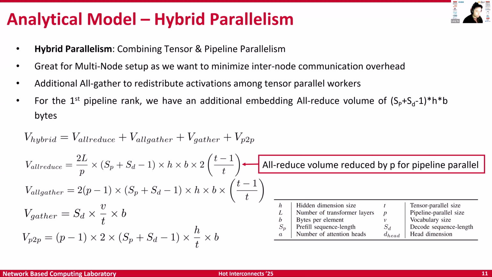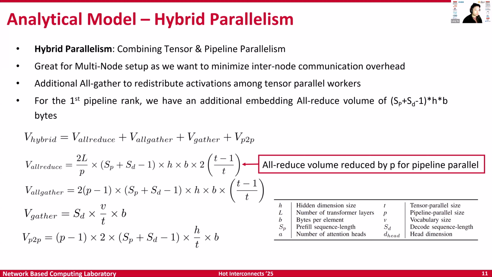If you have 2 GPUs doing tensor parallelism in the first pipeline stage, when it is sending the activations, the tensors, to the next pipeline stage, we need to rematerialize the tensors when it hits the next pipeline group before it does the splitting for the next tensor group. So there will be an additional all-gather. The third part is the gather volume. The fourth part is the point-to-point volume when it comes to pipeline parallelism.